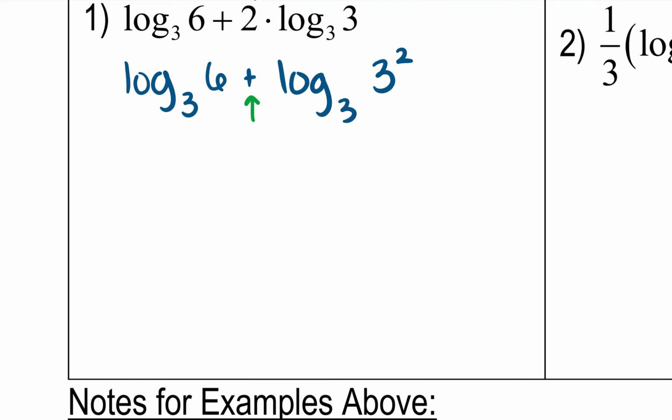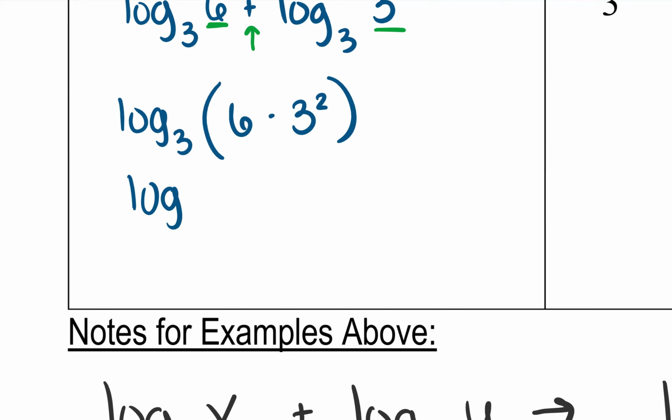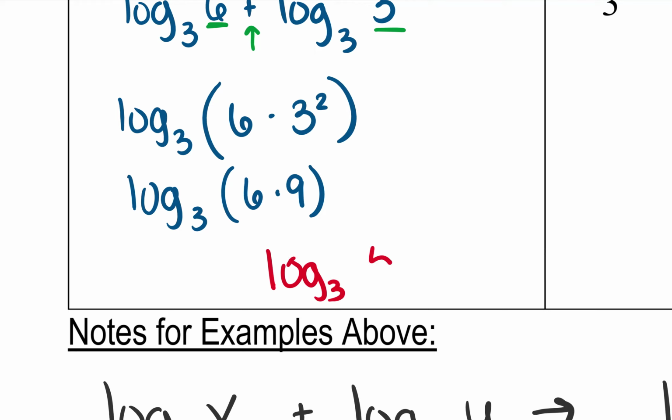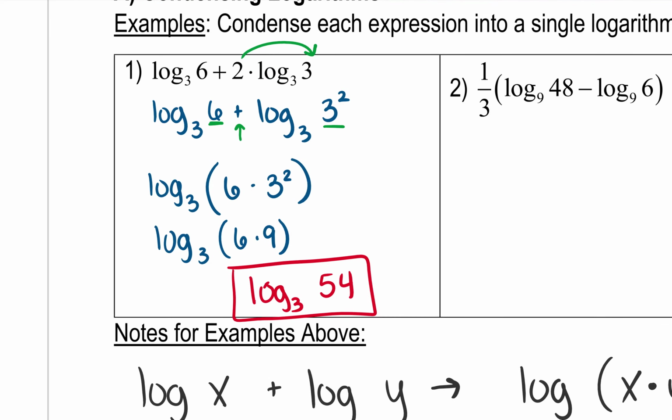Because I have a plus, that means I'm going to write one log, and then I'm going to do 6 times 3 squared. So that gives me log base 3 of 6 times 9. And so my final answer, I just multiply those. You get log base 3 of 54. And that's my answer. So all I'm doing is just condensing. I don't have to solve anything. There's no x. I'm just getting them down to one single log.